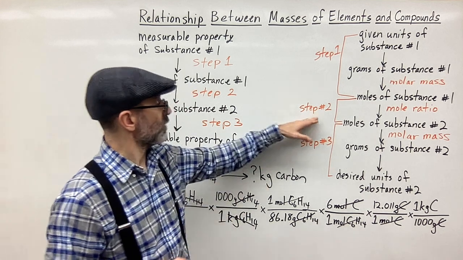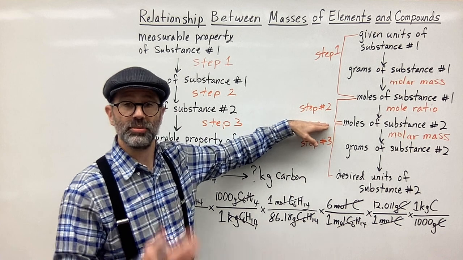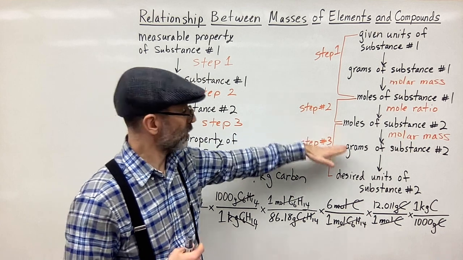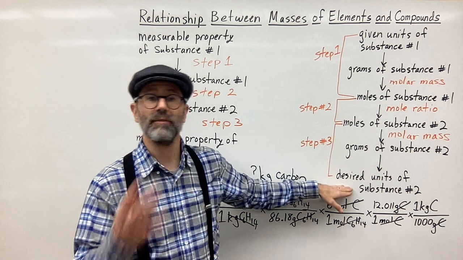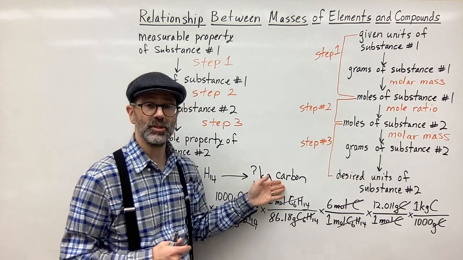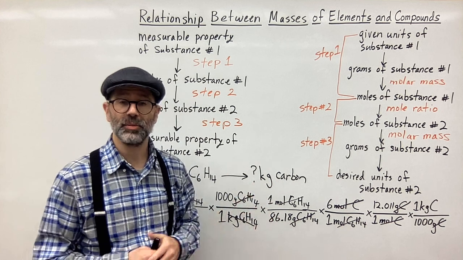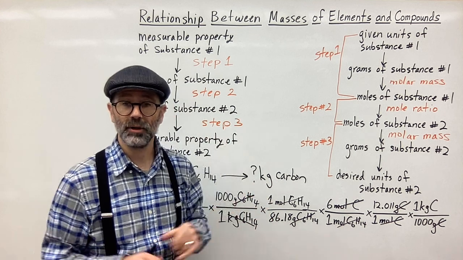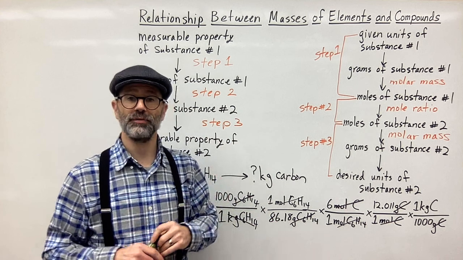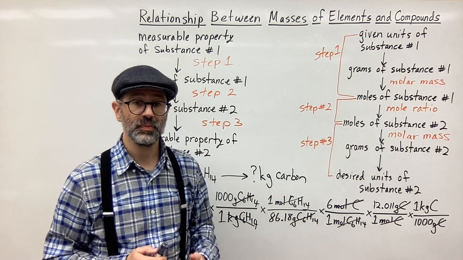That's step 2. And then the third and final step is once you've got moles of substance 2, you got to use your conversion factors to get to whatever the desired unit they want, right? In this case, it was kilograms. It could be liters. It could be milligrams. It could be micrograms, whatever. Just use whatever conversion factors you can to get to that desired unit from moles, okay?